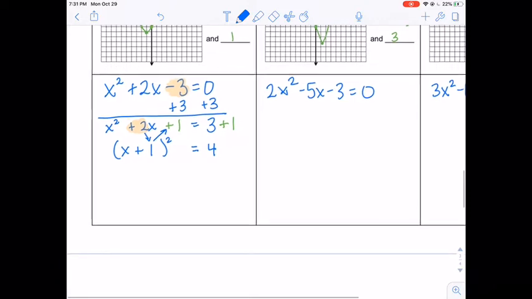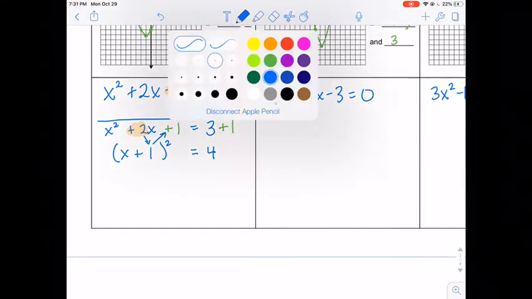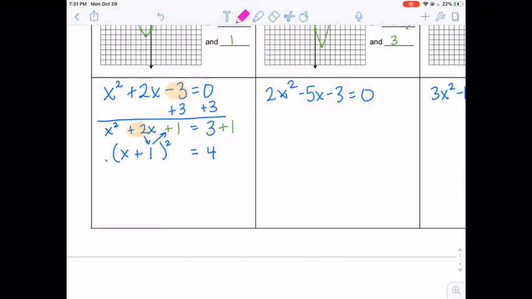Right? That's convenient because now, as we know, if I want to get rid of a square, I can take the square root of both sides, and I get x plus 1 is equal to positive or negative 2. Now I can say, okay, x plus 1 could be 2, or x plus 1 could be negative 2. That's because the answer could be positive 2 or negative 2.